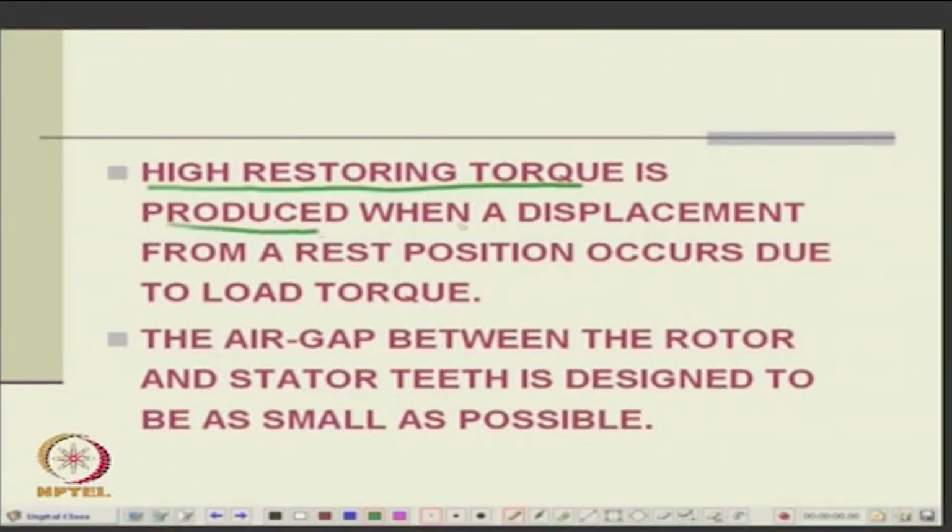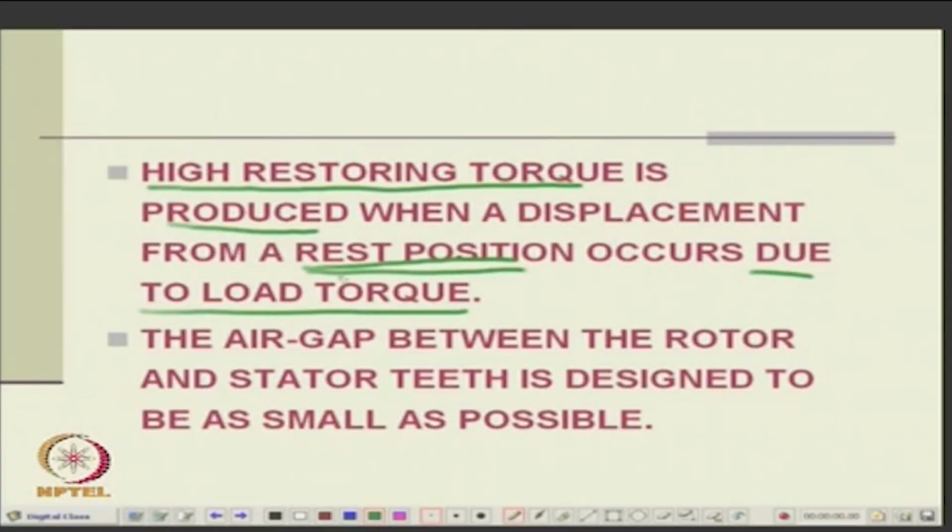Now, high restoring torque is produced when a displacement from rest position occurs due to a load torque. After all, it is not that it is operating alone, invariably a motor will be operating something. So, that acts as a load, and that load can have inertia as well as friction. So, it will also produce a restoring torque from displacement from rest because of the load torque.